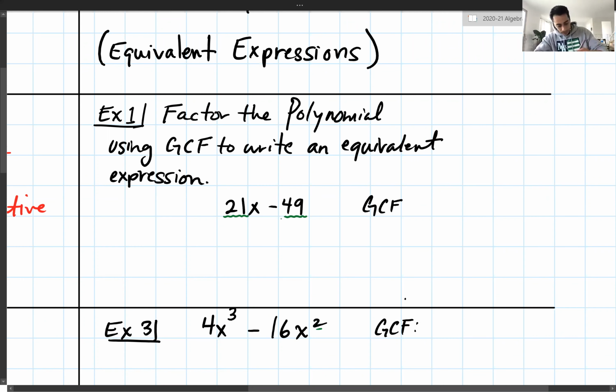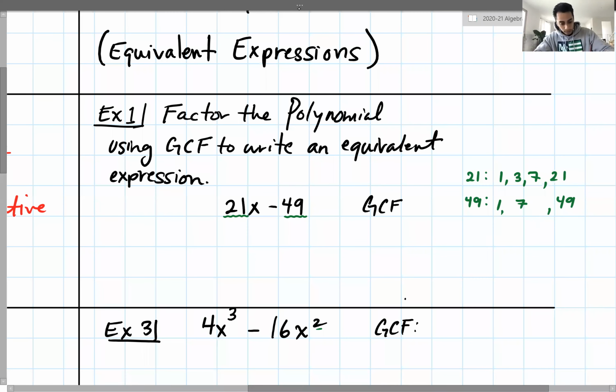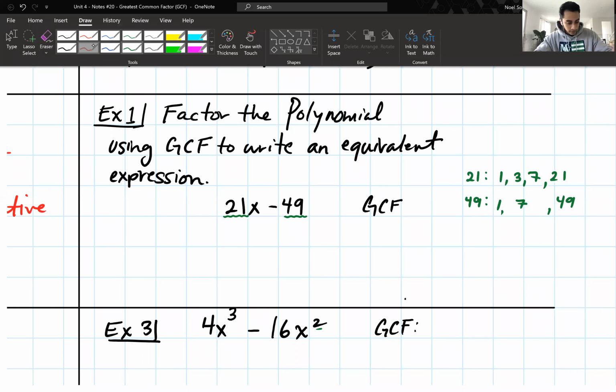So once again, if you needed to, you could list out the factors. Take your time. You have 1 times 21. 21 could also be found by 3 times 7. And then you could do the same thing with 49 as well. It'd be 1 times 49. And it could also be 7 times 7, right? So 49 has a factor of 7. So notice that that's the largest factor that they both share. So then 7 would be the greatest common factor.